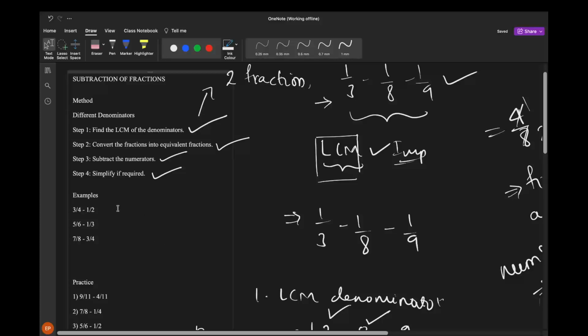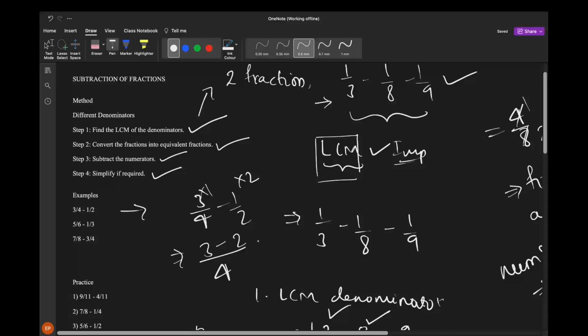Okay, here are some examples. Let me solve this: 3 by 4 minus 1 by 2. What is the LCM of the denominators? We will get it as 4, right? Follow the steps. 4 ones are 4, 2 twos are 4. 3 ones are 3 minus 1 twos are 2, which will give us 1 by 4.